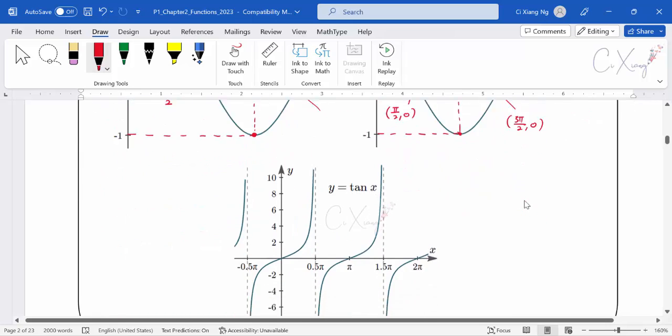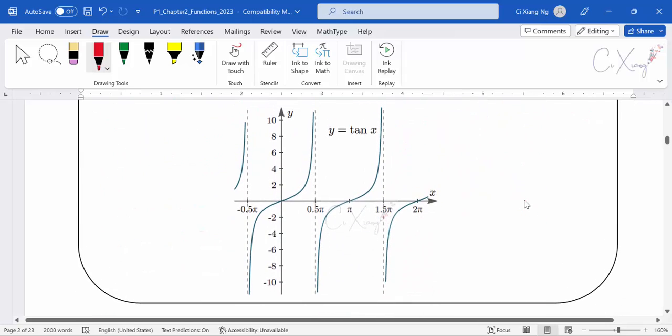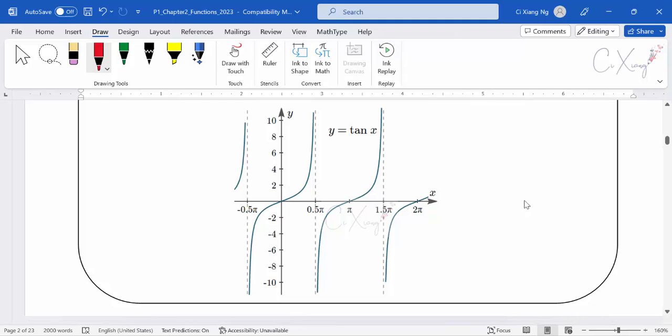Now we proceed to the tangent graph. For the tangent graph, first we need to know that it has asymptote lines. You can see that all the dotted lines here are asymptote lines. More importantly, you need to know the x-coordinates of the asymptote lines. This one is pi over 2, and we have negative pi over 2, and the next asymptote line is 3 pi over 2. All these are the asymptote lines for the tangent x graph.